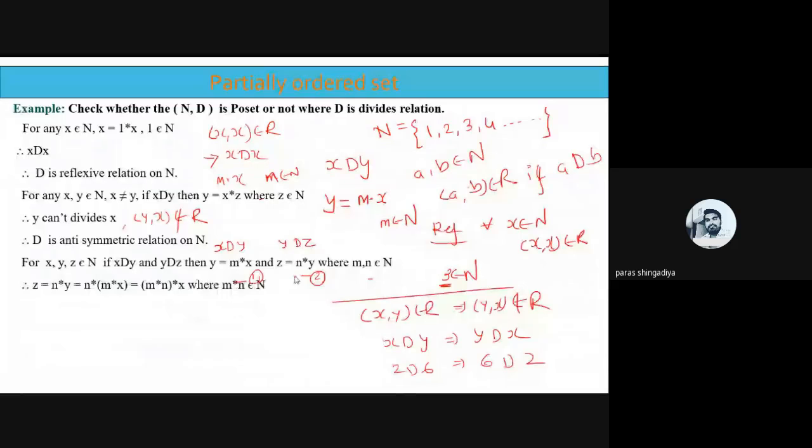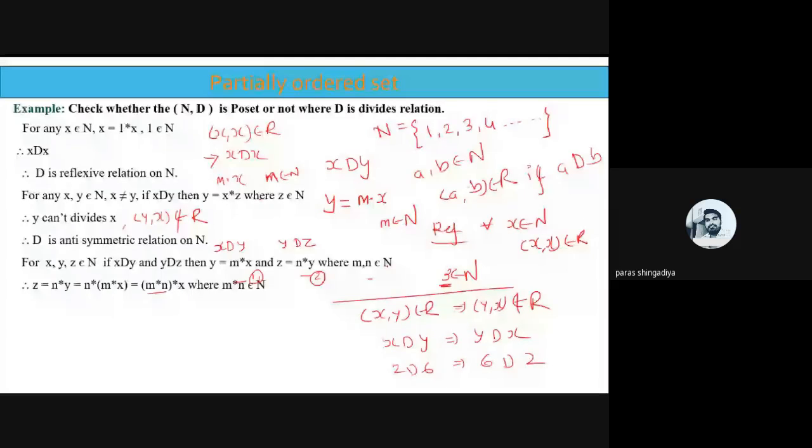So here we get z is equal to ny, that is equation number 2, and replace the value of y. So we get n into mx. Z is equal to ny is given there, and just replace the value of y. So y here is m into x. So we get n into m into x, and now combine the constants m and n. So it is mn into x, and as we know that m, n belongs to N.